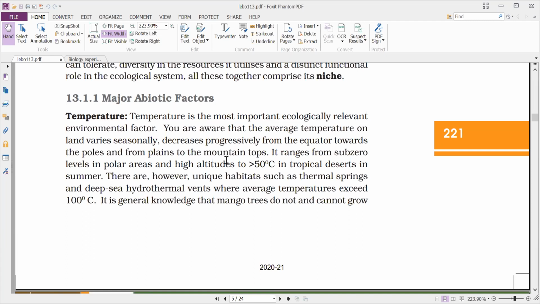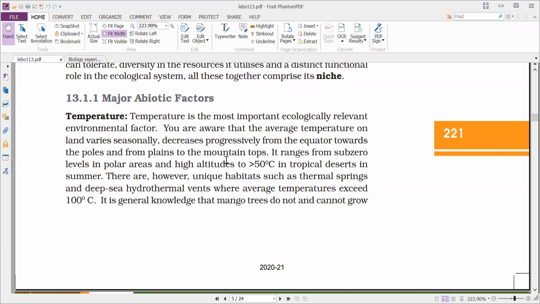Okay, temperature. Temperature is the most important ecologically relevant environmental factor. That means the abundance of species in an area mainly depends upon the temperature. That's why it is called the most important ecologically relevant environmental factor. That means with reference to environment, the factor considered most important is temperature.